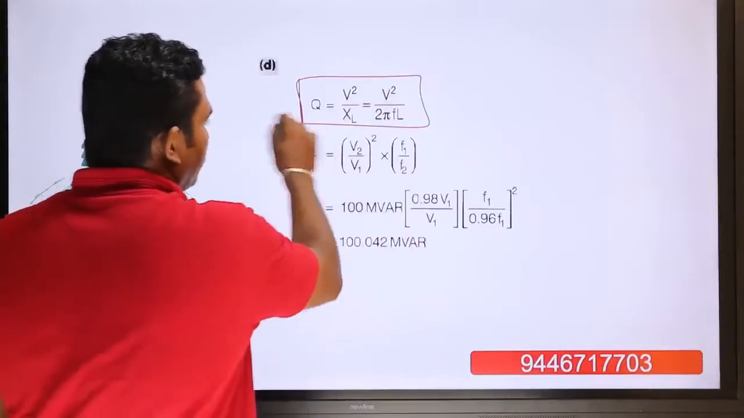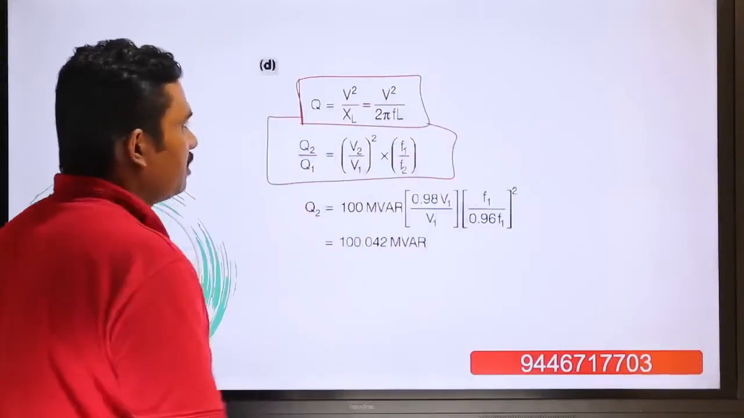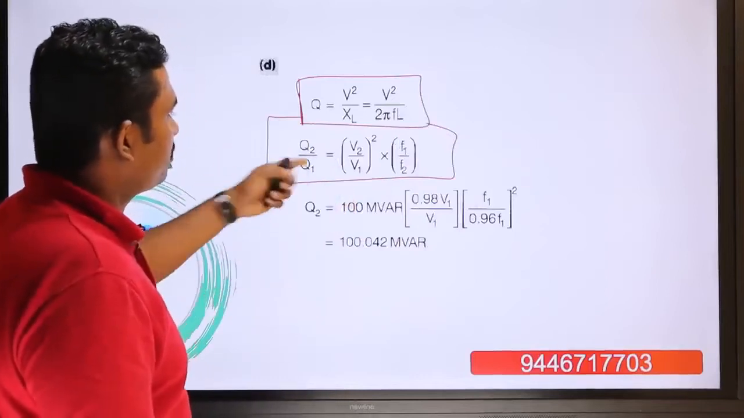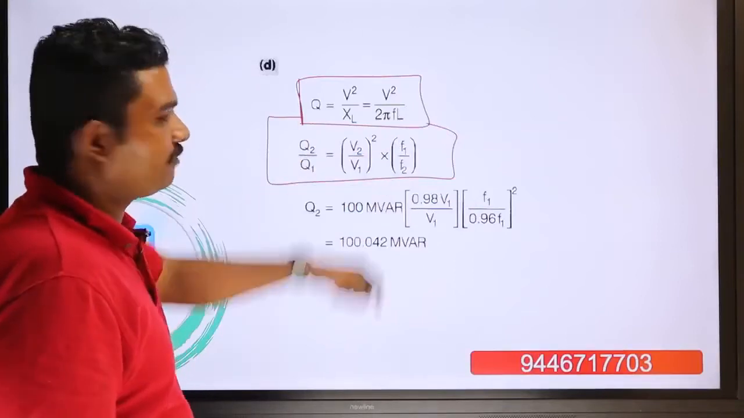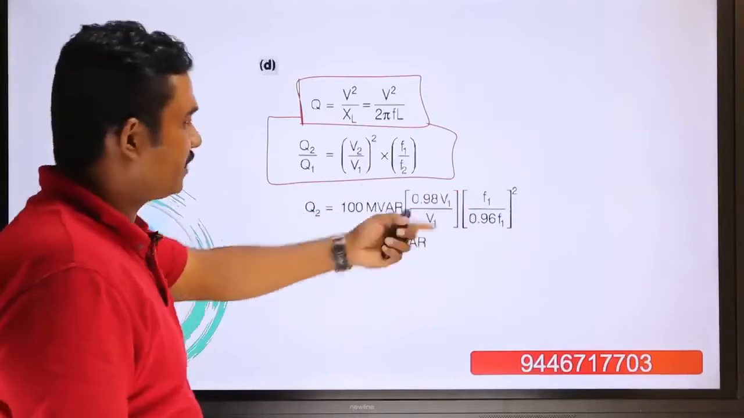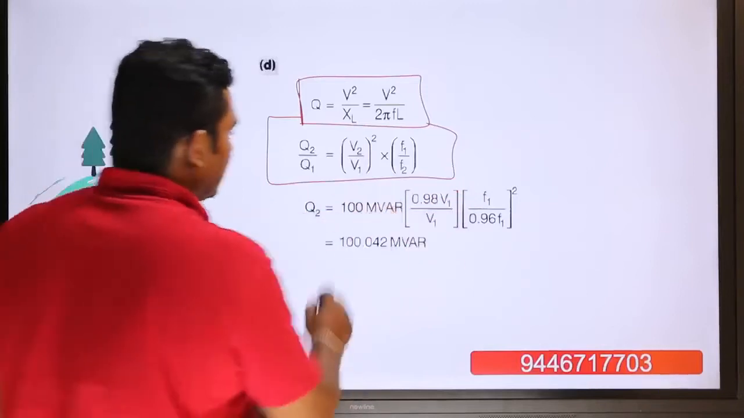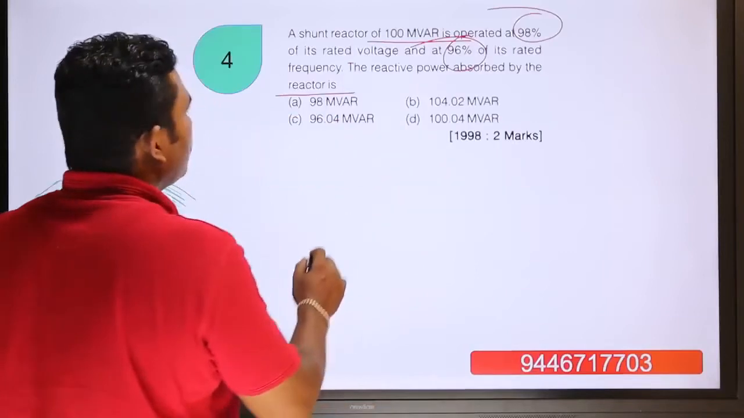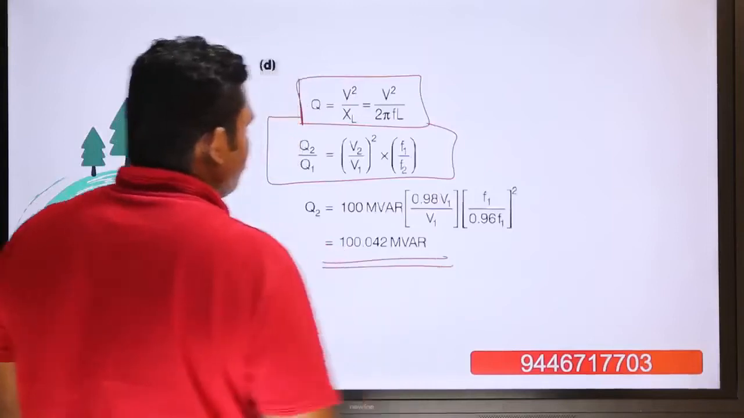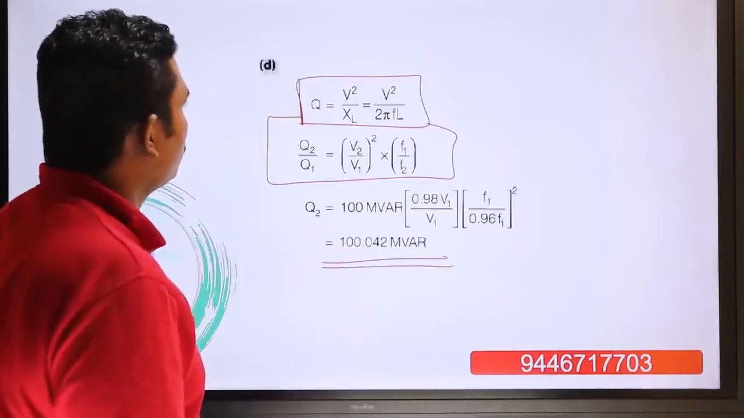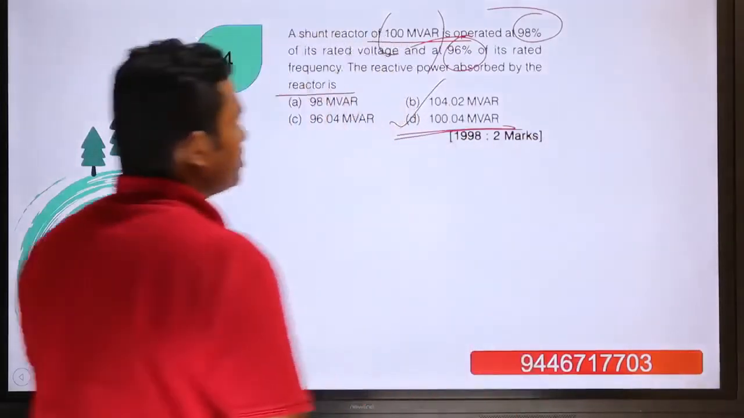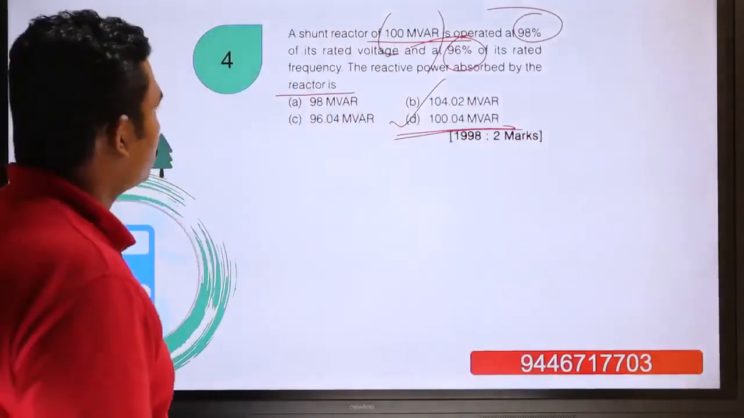So Q2 divided by Q1 becomes equal to, you can note this down in your notes, Q2 divided by Q1 is equal to (V2 by V1) the whole square into F1 divided by F2. The ratio of variation of V and the ratio of variation of frequency are given. Substituting that, what is our actual Q1? Q1 is 100 MVAr. Substituting these values, you get Q2 to be 100.042 MVAr, so it is 100.04 MVAr, which is option D for question number 4.